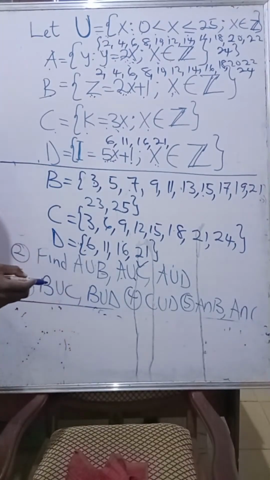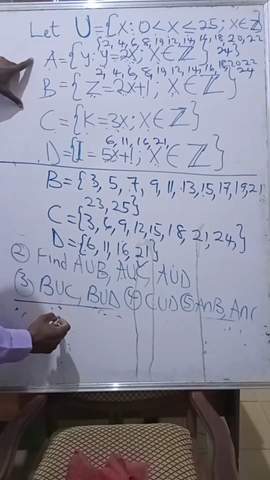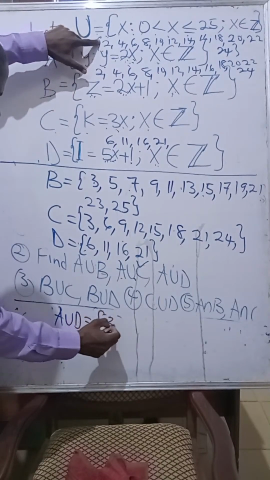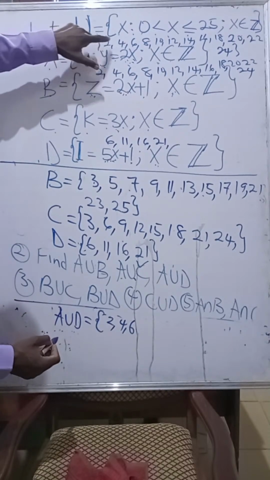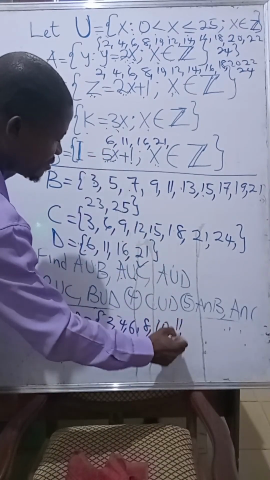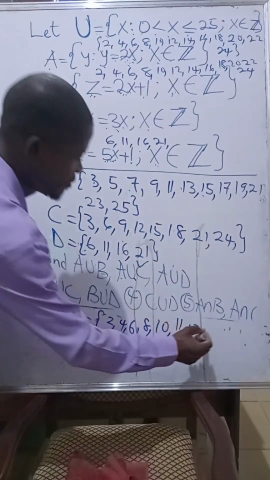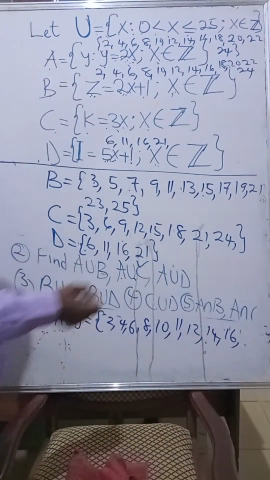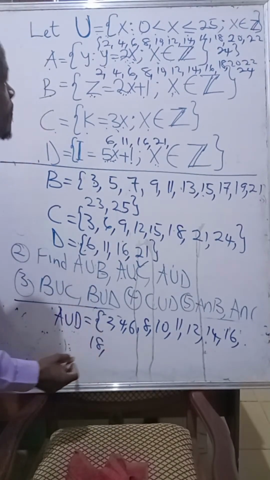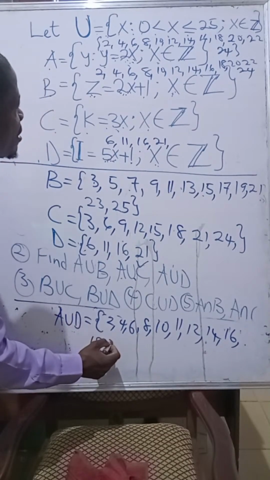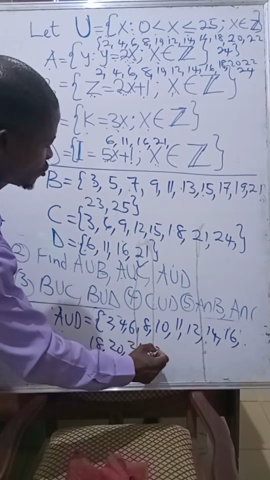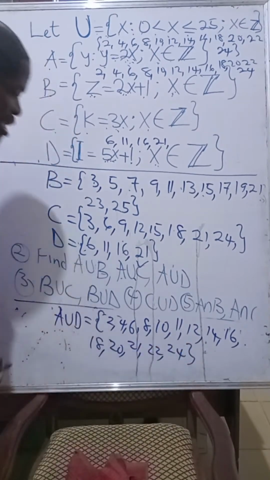So combine them together. A union D will be equal to the set of 2, 4, 6, 8, 10, 11, 12, 14, 16, 18, 20, 21, 22, 24. That's your A union D.